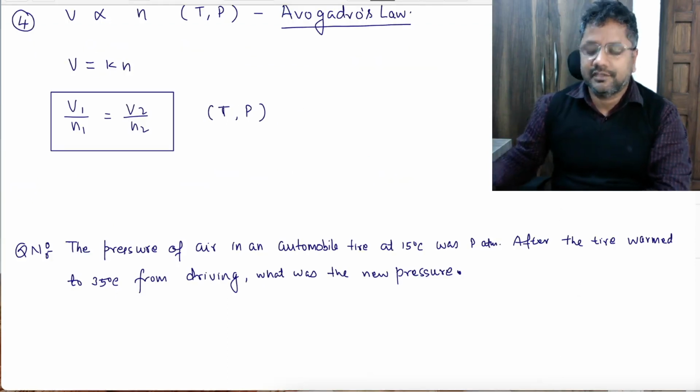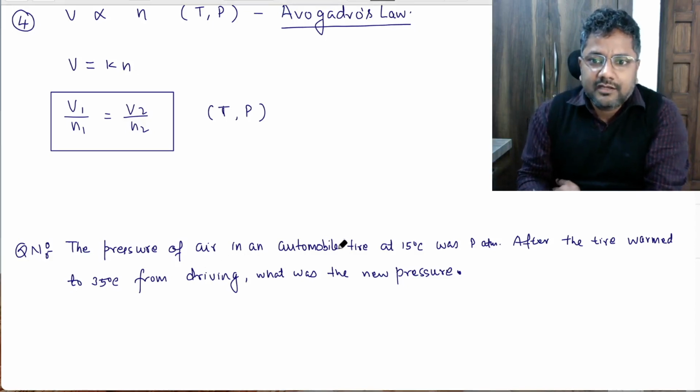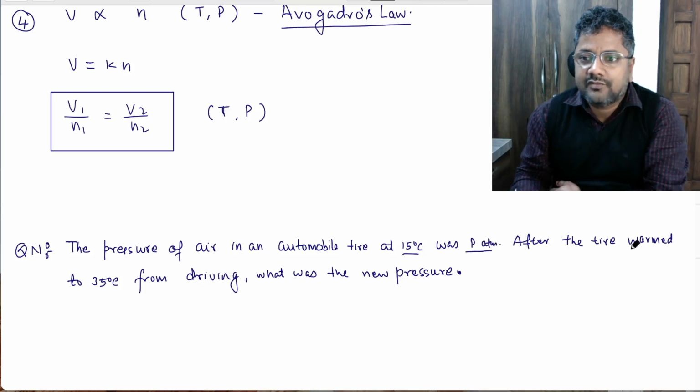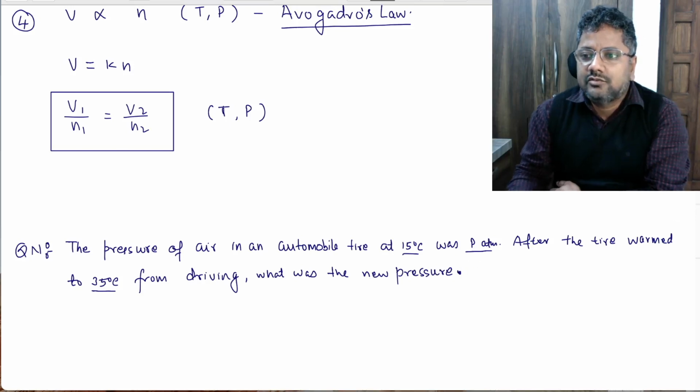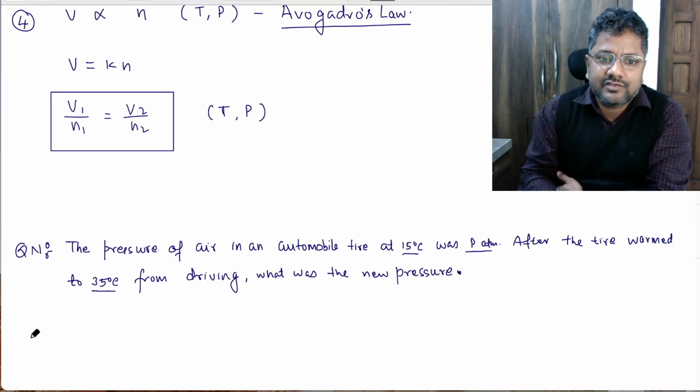Now see, there is one question. The pressure of air in an automobile tire at 15 degrees Celsius was P atm, right? After the tire warmed to 35 degrees Celsius from driving, what was the new pressure, right? So see, in this question, which law are you going to apply?